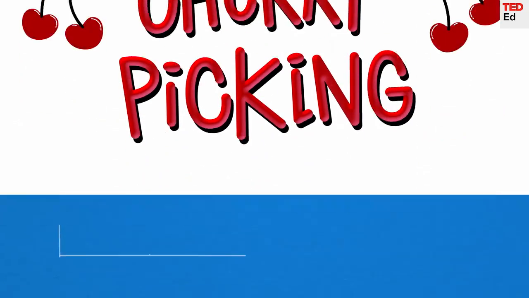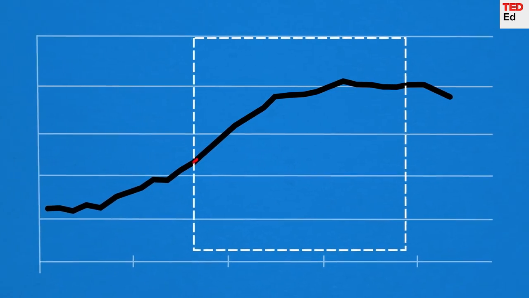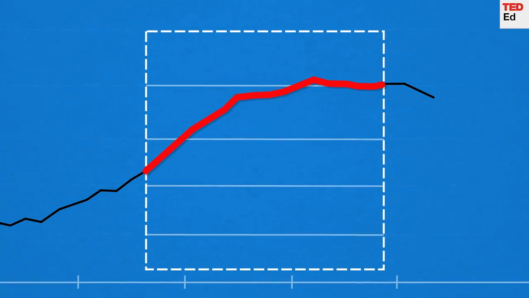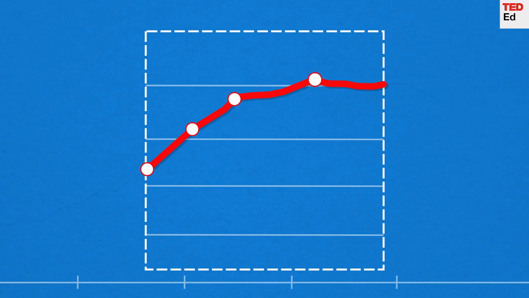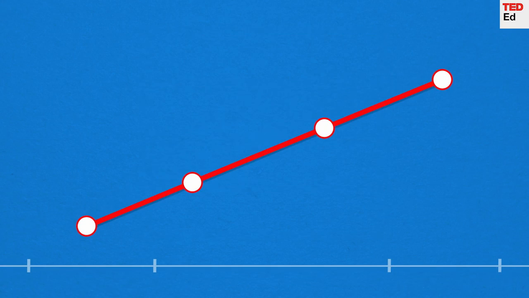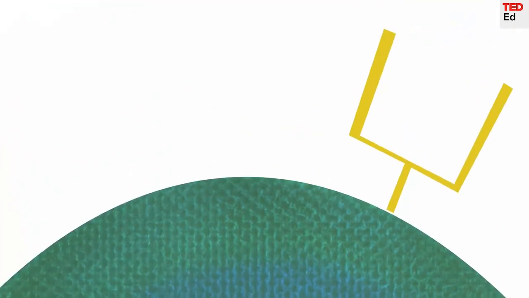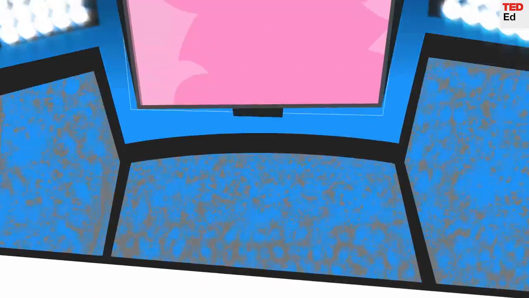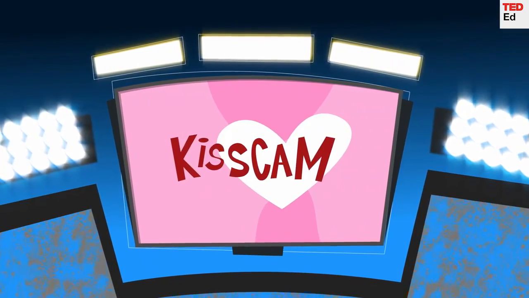These techniques are known as cherry picking. A time range can be carefully chosen to exclude the impact of a major event right outside it. And picking specific data points can hide important changes in between. Even when there's nothing wrong with the graph itself, leaving out relevant data can give a misleading impression.